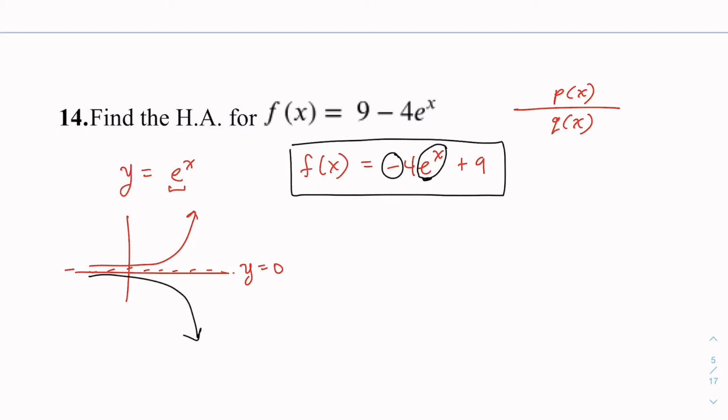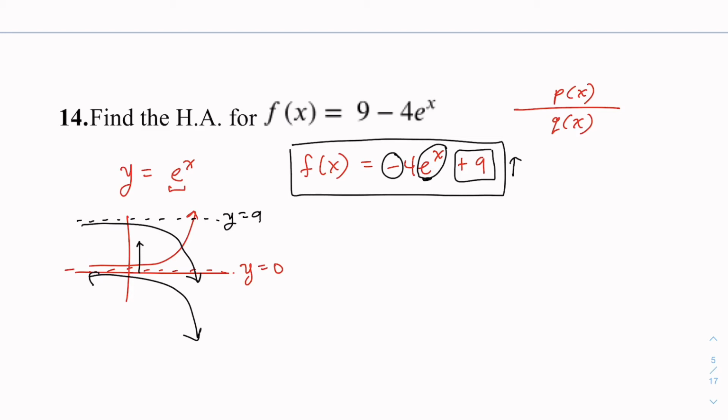I also know that if I add a constant at the end, that it's going to shift my graph, in this case, up 9 units. So it's shifting up 9 units. So my horizontal asymptote now has changed. From being y equals 0, it's now y equals 9.